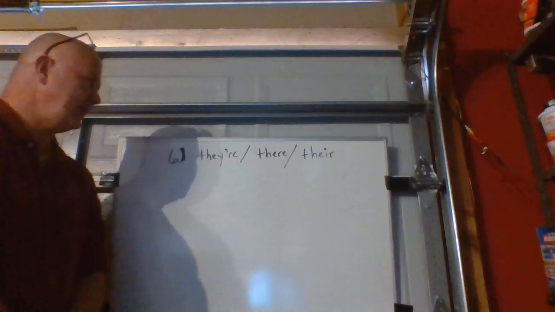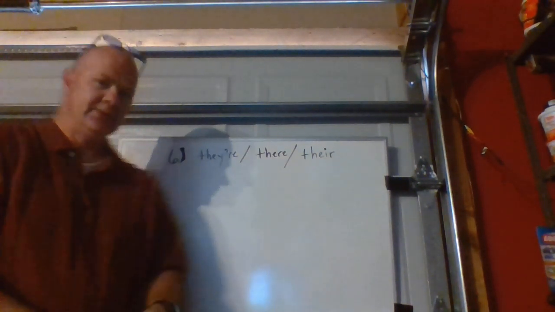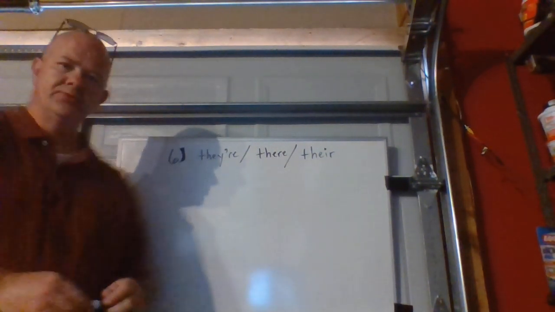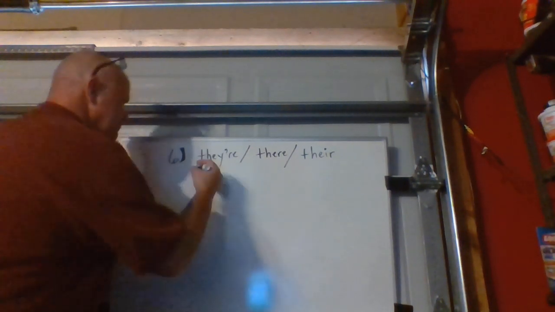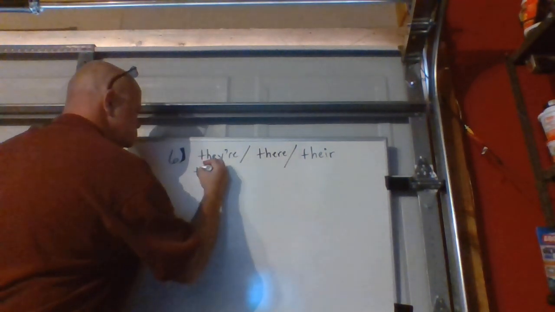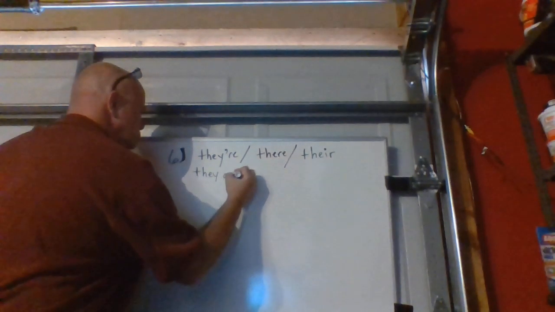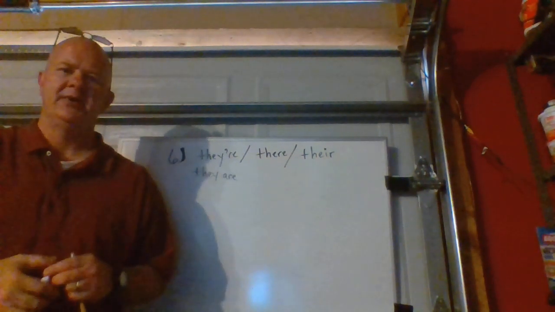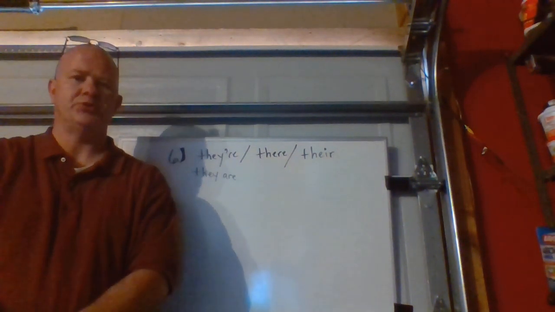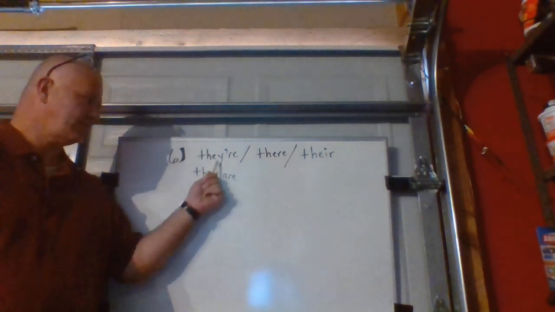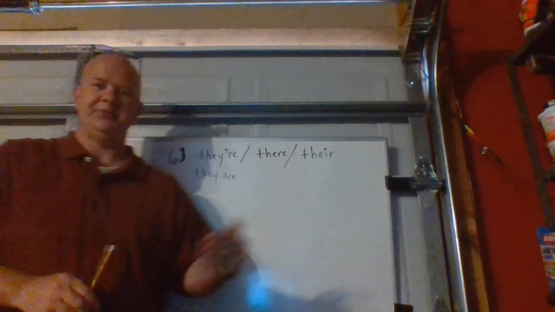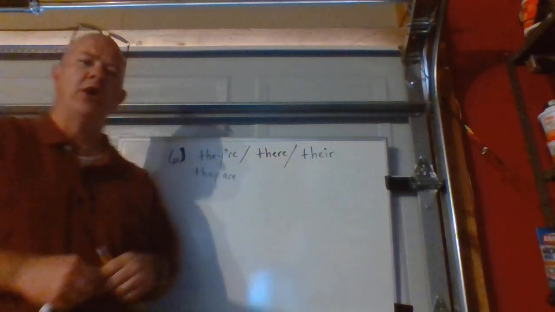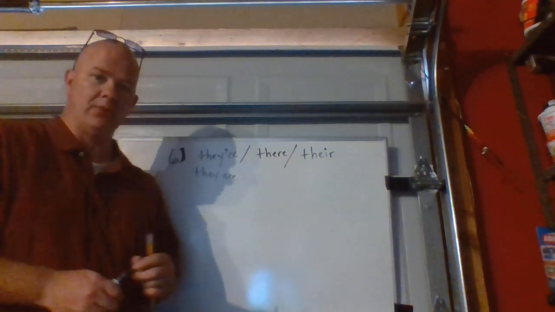Number 6, they're, there, and their. So the first word is a contraction. It means they are. So if I said they're going on vacation tomorrow, this would be the correct spelling because I can put the words they are into that and it makes sense. They are going on vacation tomorrow.